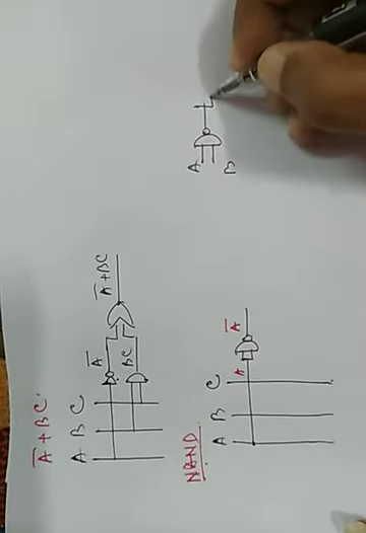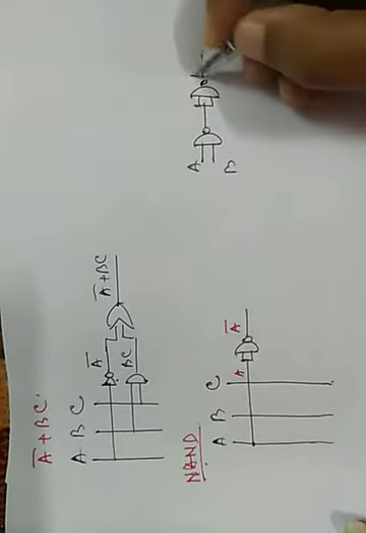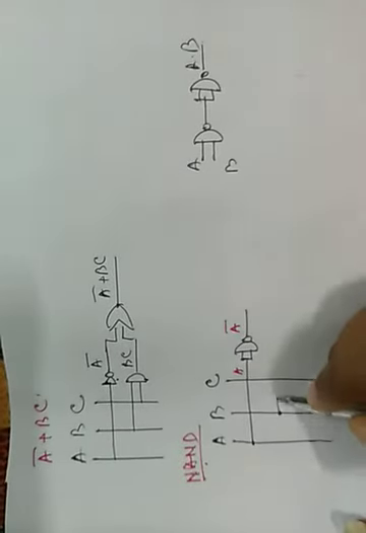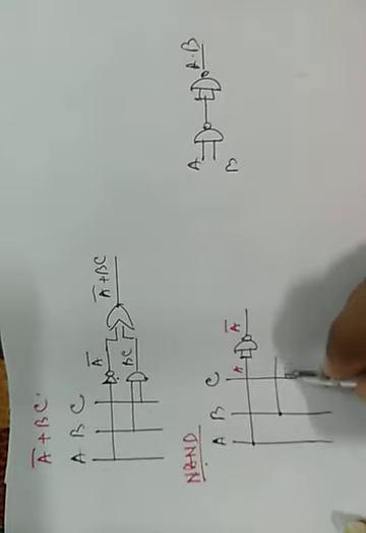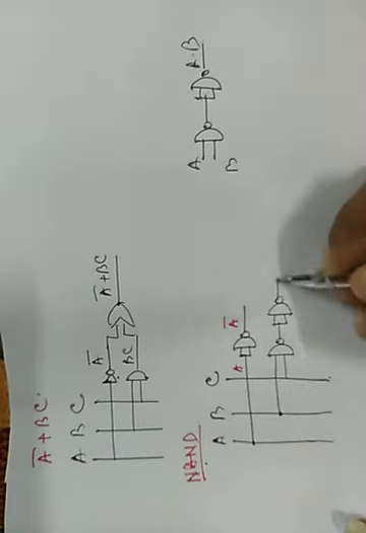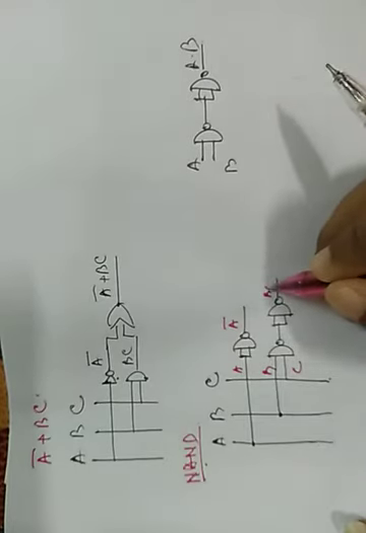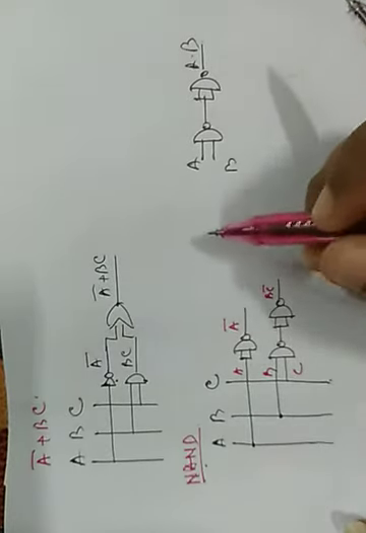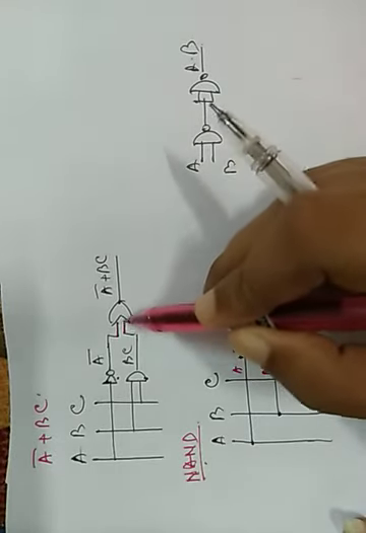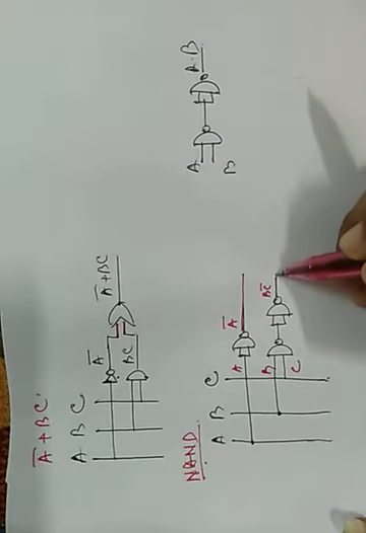A, B, this is A dot B. So here the inputs are B, C. For the input we have to place two NAND gates, 1, 2. Okay, so BC, it is B dot C bar. Now the inputs of this OR gate are: one is A bar, another is BC. One input is this, another input is this.